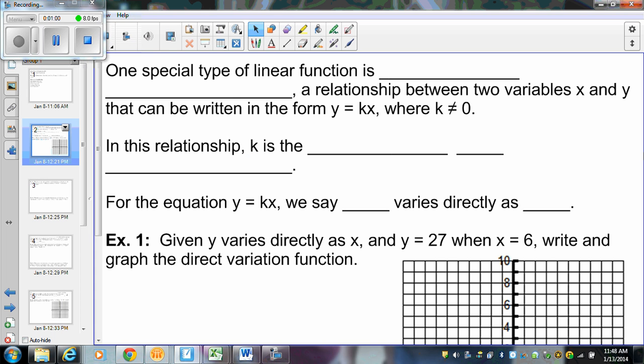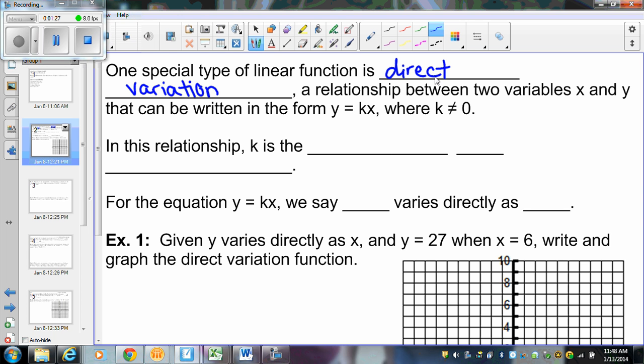This says a special type of linear function is blank blank, a relationship between 2 variables x and y that can be written in the form y equals kx, where k is not equal to 0. So that is direct variation. So direct variation can be written in the form y equals kx, and it looks like a linear function because it is a linear function.